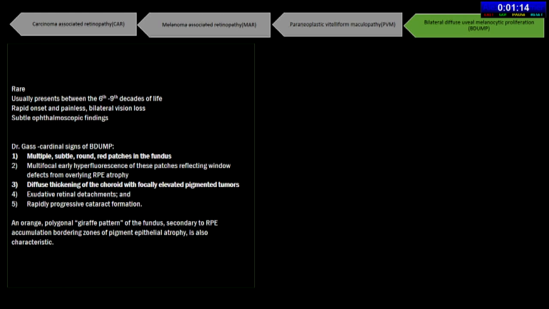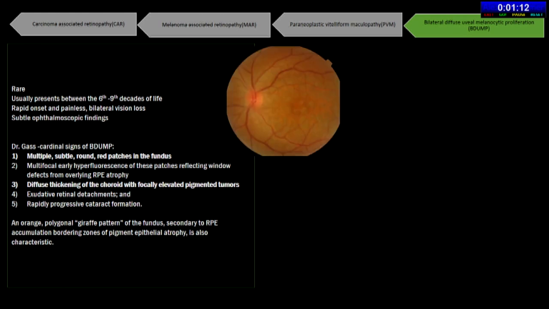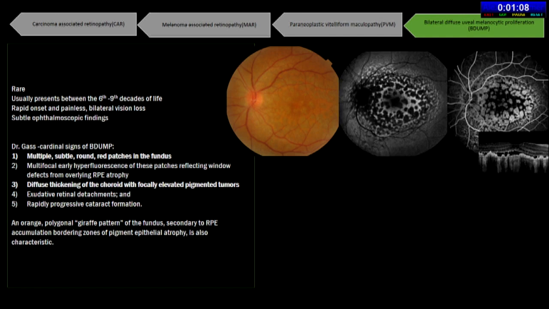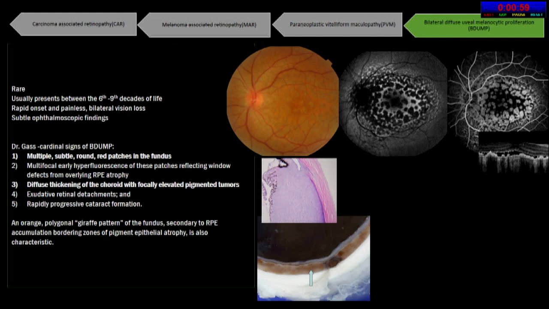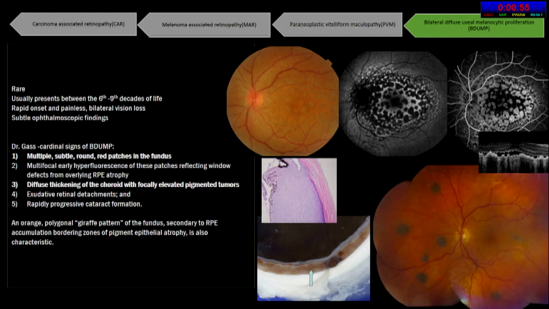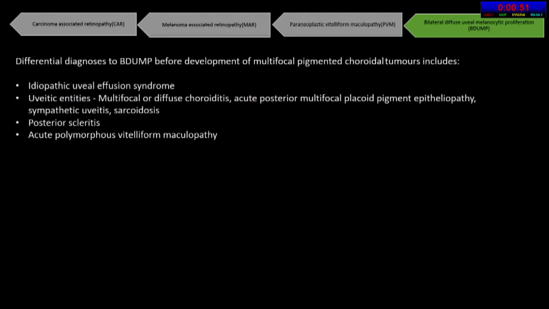Now, Dr. Donald Gass has given these cardinal signs. There are multiple subtle round red patches, and on autofluorescence they will be hypoautofluorescent, but on FFA they will be hyperfluorescent because of the RPE loss, and there'll be diffuse thickening of the choroid with focally elevated pigmented tumors. They can be associated with exudative RD and rapidly progress to cataract formation.